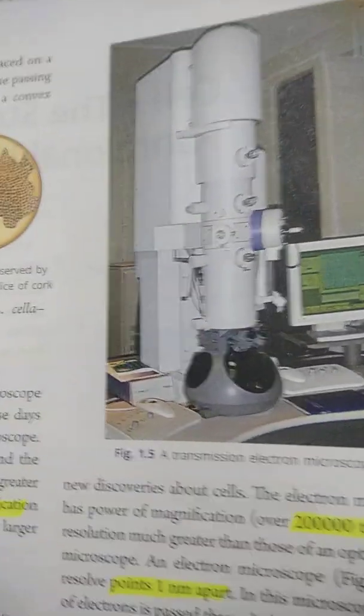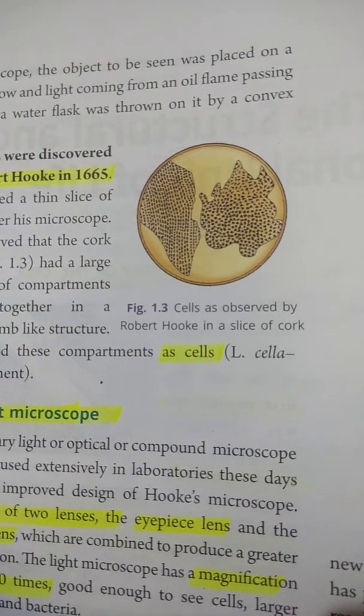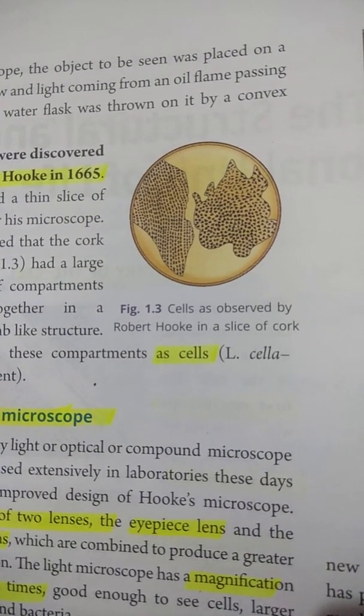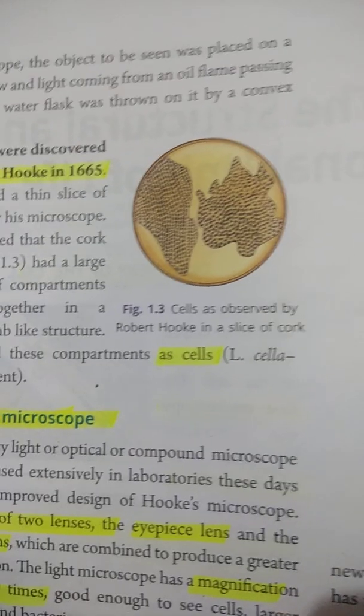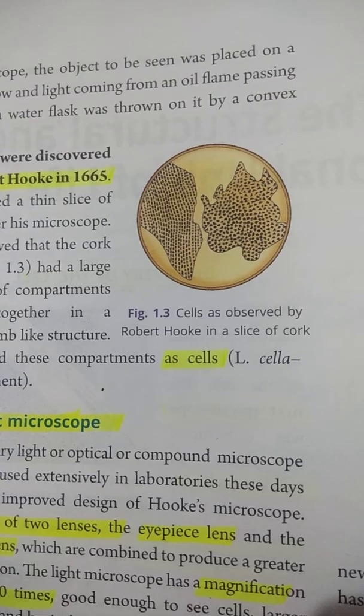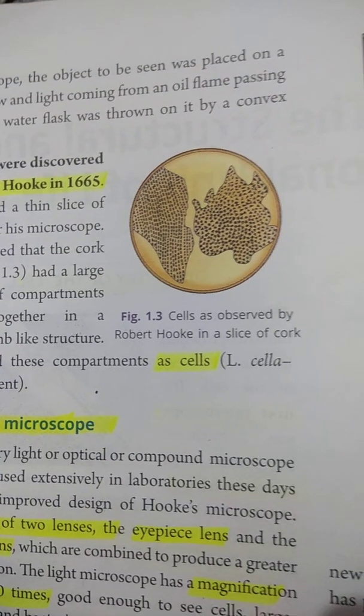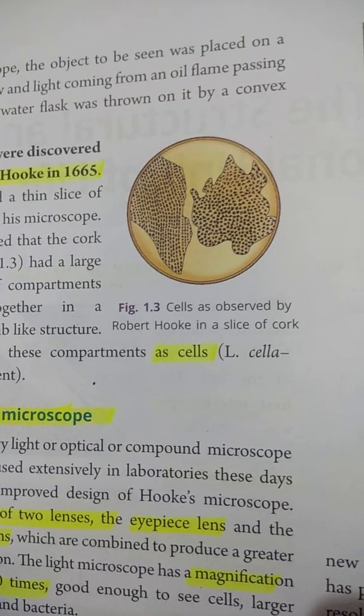After the invention of the microscope, Robert Hooke started working on the cell. The first cell was discovered in 1665 by Robert Hooke. He studied a thin slice of cork under the microscope, and he observed that the cork slice had a large number of compartments joined together in a honeycomb-like structure.